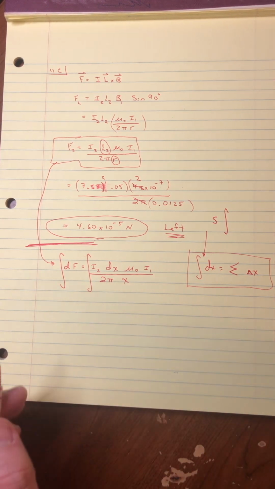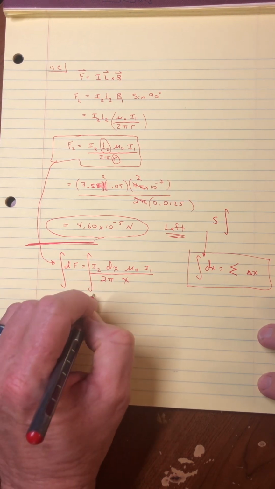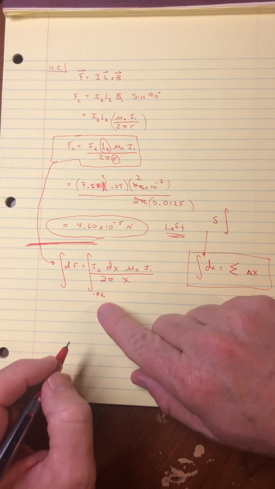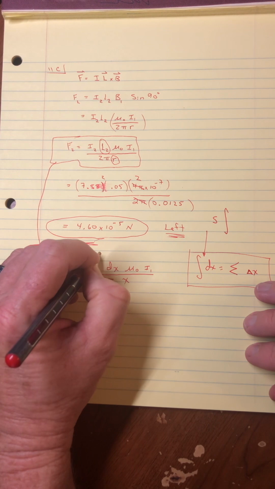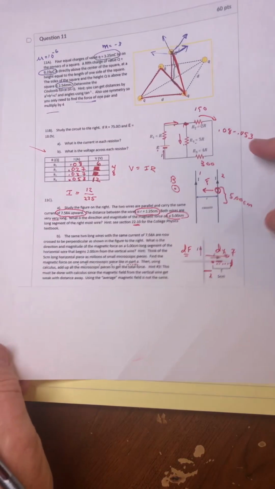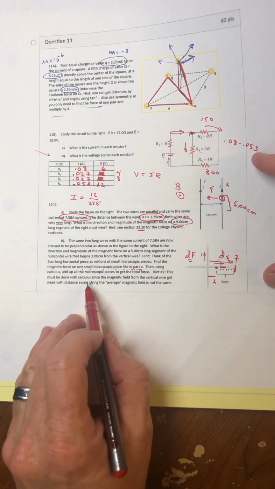All right, so now we can put our limits, starting at the first microscopic piece at 0.02 and going to our last microscopic piece. Now, before I do any of this calculus, I better be careful with hint number 2. It says this must be done with calculus.